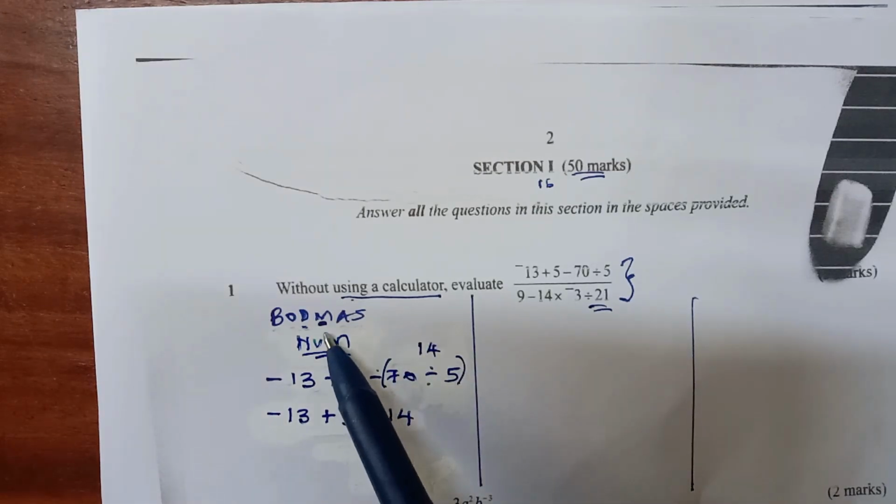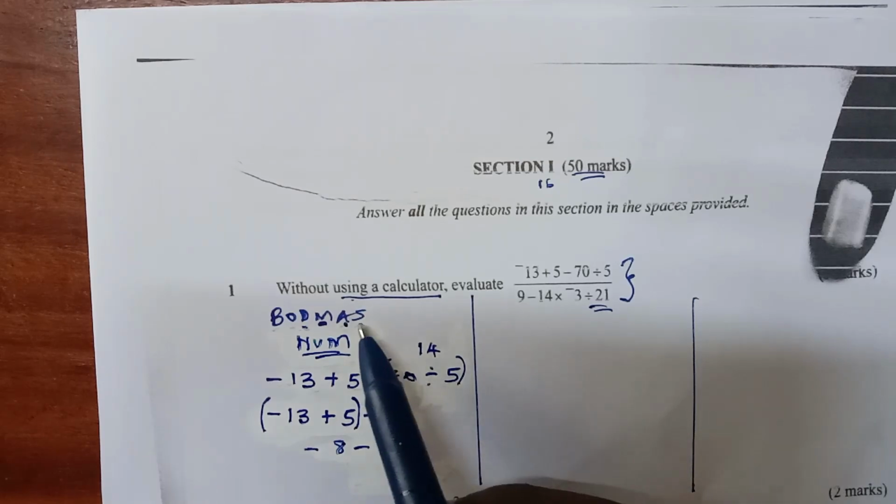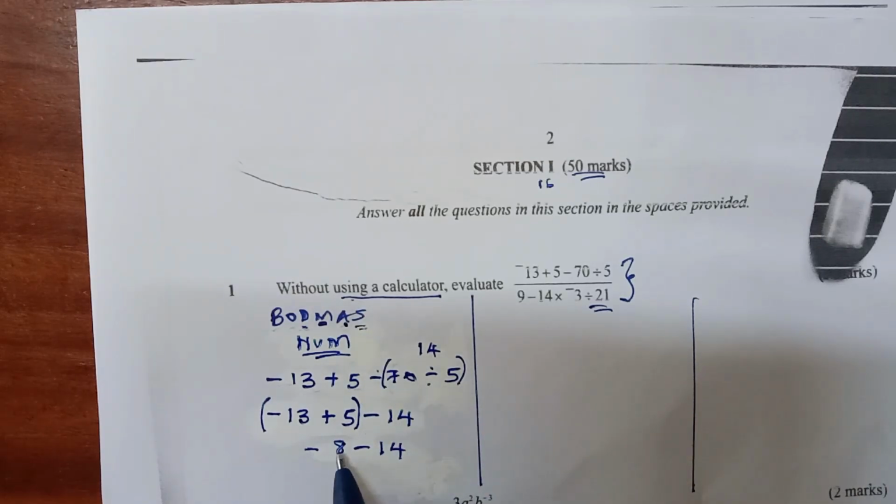Continue with BODMAS. We can see that there is no multiplication, but there is addition. So it is negative 13 plus 5, which gives us negative 8. Then negative 8 minus 14, there is subtraction, which gives us negative 22. That is the numerator, and you earn marks for evaluating the numerator like that.